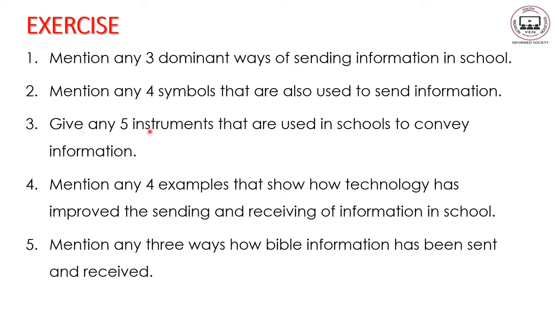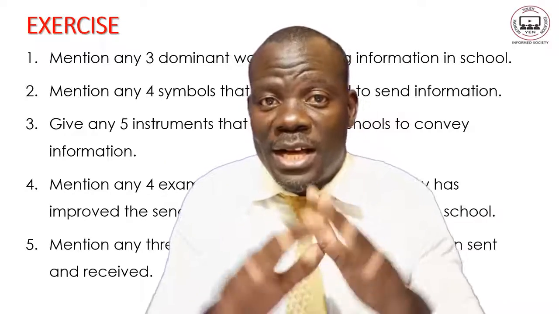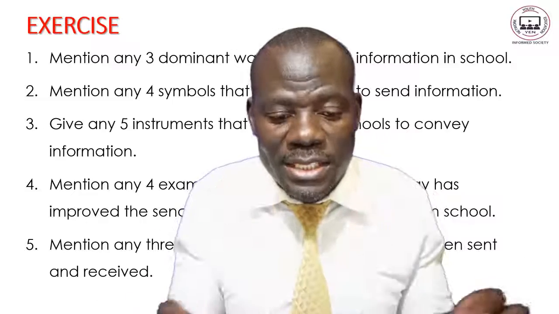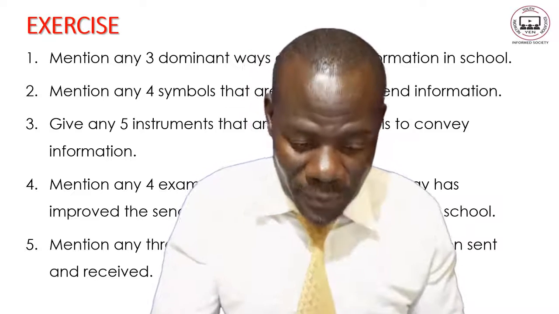Number three, give any five instruments that are used in schools to convey information. Number four, mention any four examples that show how technology has improved the sending and receiving of information in school. Number five, mention any three ways in which Bible information has been sent and received. So all these questions, you have to answer them very well. Answer them clearly, with good handwriting, copy the question, and provide the answers in a clear way.